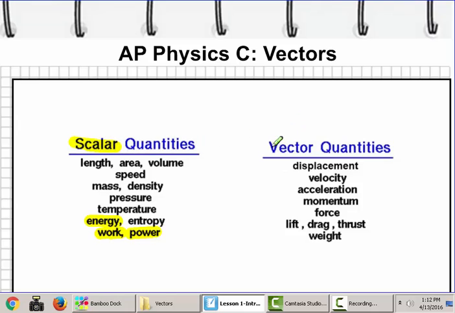The vector quantities are the ones that we're more familiar with. Displacement is a vector. Velocity is a vector. Acceleration is a vector. Momentum is a vector. Force is a vector. Lift, drag, thrust, weight. Those are all vectors, again, because they have magnitude and direction. Here, energy, work, and power only have a magnitude. They do not have any direction whatsoever. So I would make sure in preparation for the AP exam that you would know these and know all of these here.